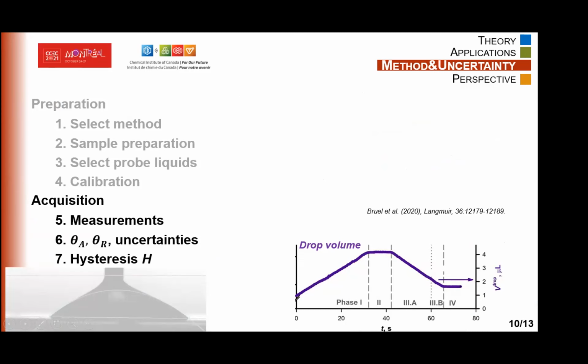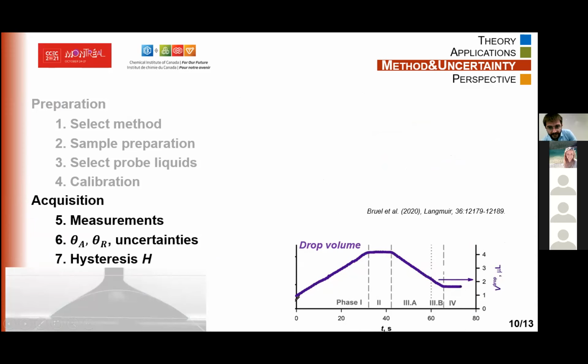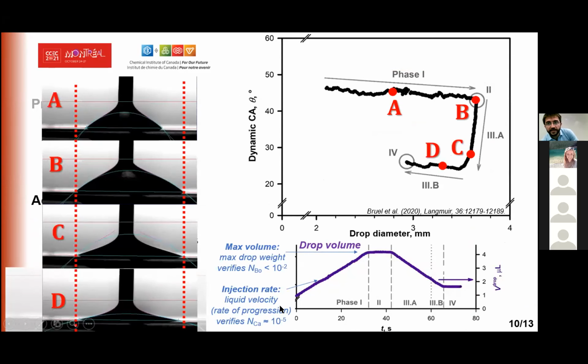Then finally, you can go into the acquisition of your measurement. So as we said, in the first step, you will deposit a drop, so the volume increases, you stop, you suck in the liquid, you stop. And these parameters, again, you have to choose them based on the force balance we discussed. So I choose the maximum volume based on the Bond number, and the injection rate based on the capillary number. And so that's what it looks like here.